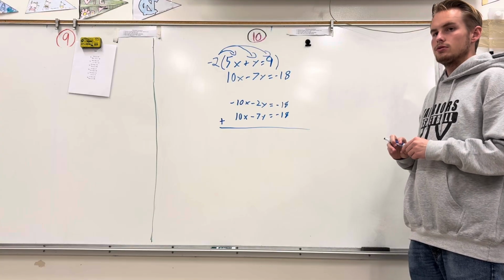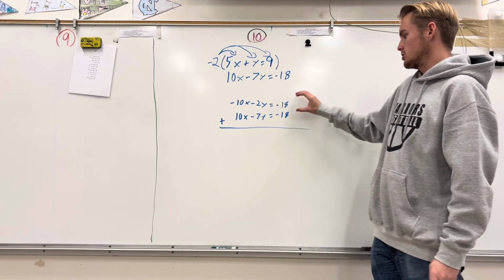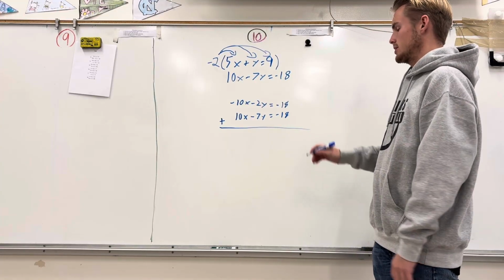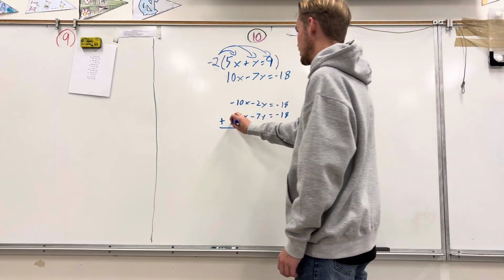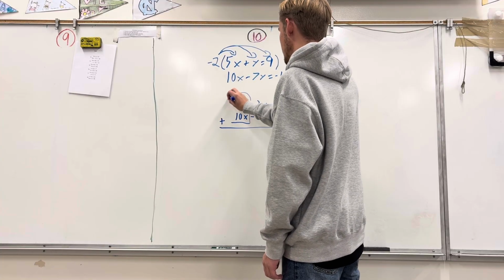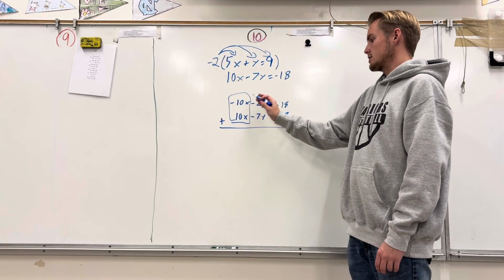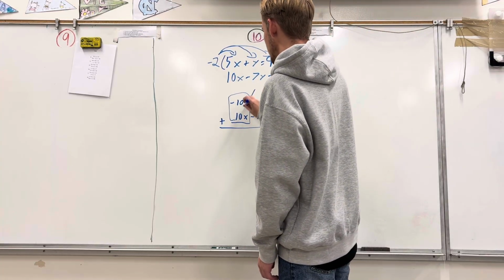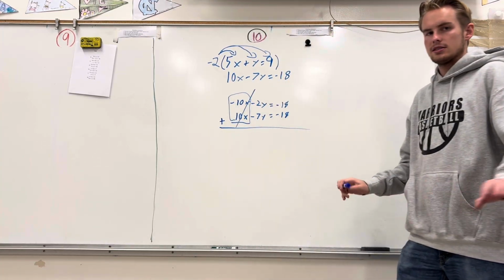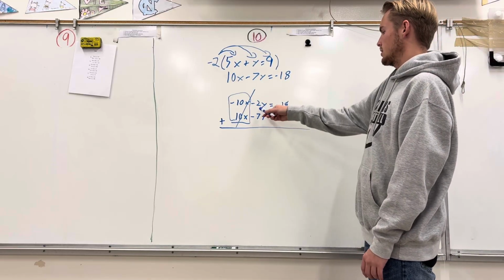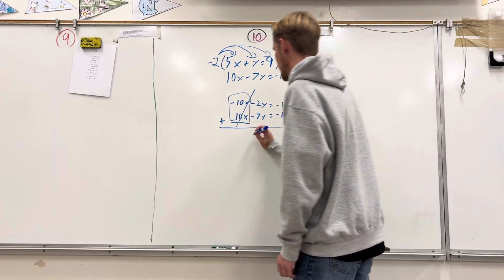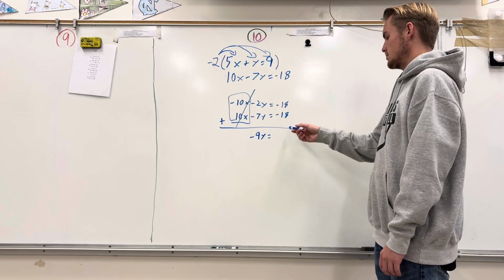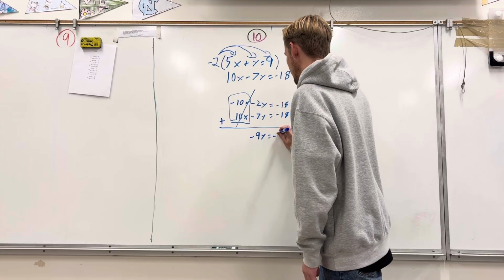So now we do the elimination part. We add these two equations together, and it's going to give us one equation. So this is the magic part right here. This is what's going on right here in this box. We have a negative 10x, and we're adding it with a positive 10x. So what happens? That just equals 0. So this cancels out. The x is gone. And we're left with negative 2y plus negative 7y. That's just negative 9y equals negative 18 plus negative 18 is negative 36.